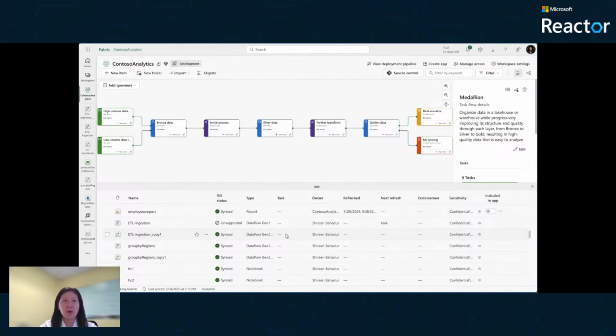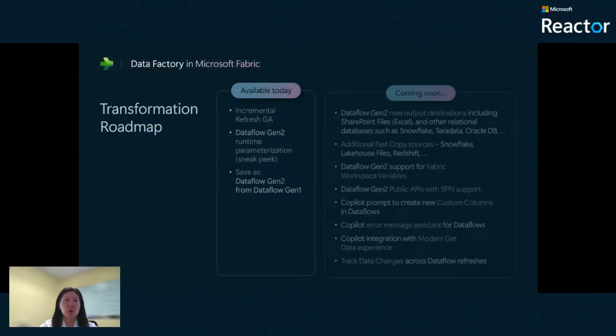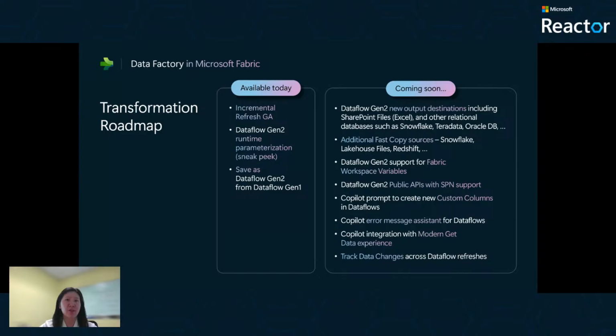Okay, that's the demo. Next, we are going to share with you the transformation roadmap. It is an incredible set of innovations happening in Dataflow Gen 2. We bring the incremental refresh to GA, added support for parameters in Dataflow Gen 2, and enable you to save your Gen 1 data flows as Gen 2 data flows. We continue to work on many other improvements on Dataflow Gen 2 in the next few months.